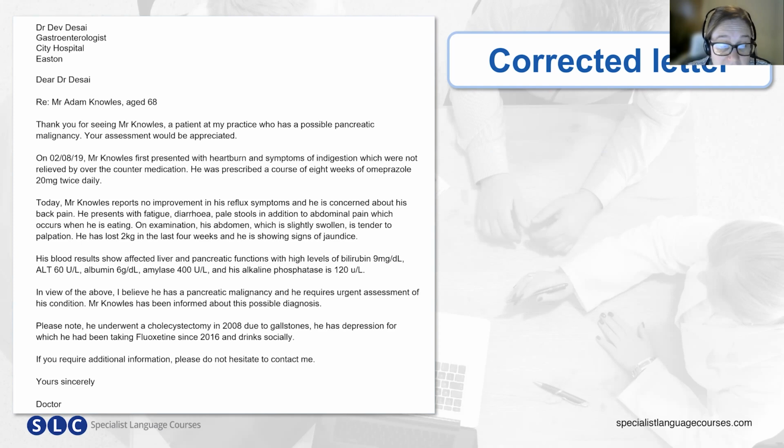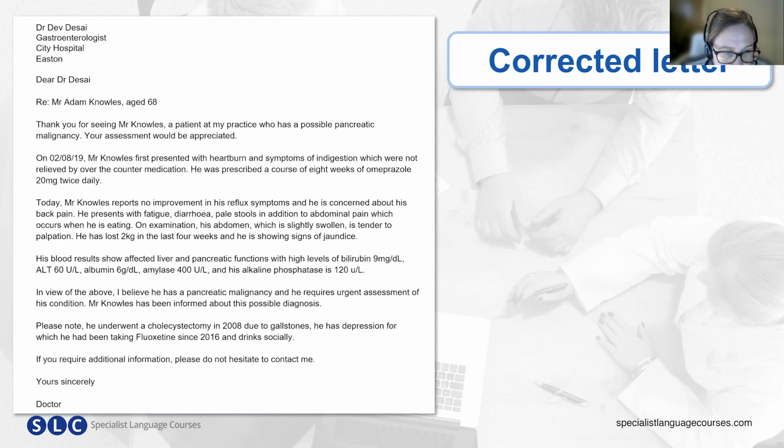He presents with fatigue, diarrhea, pale stools, in addition to abdominal pain, which occurs when he is eating. On examination, his abdomen, which is slightly swollen, is tender to palpation. He has lost 2 kilograms in the last 4 weeks, and he is showing signs of jaundice. Very clear. His blood results show affected liver and pancreatic functions with high levels of bilirubin, etc., etc.